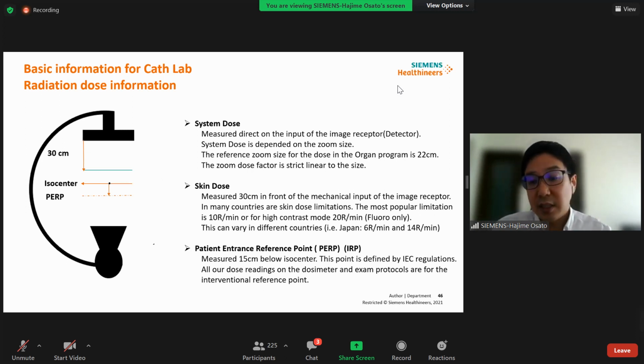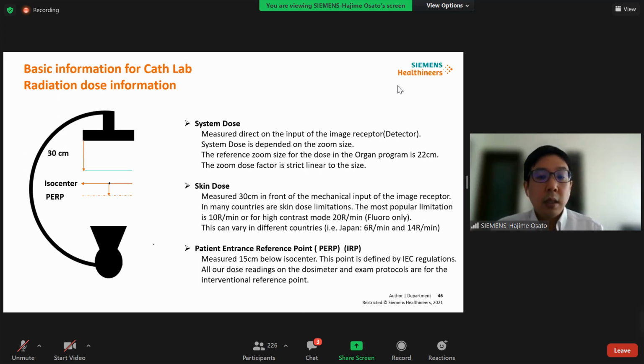It is measured 30 centimeters in front of the detector. Skin dose limitation for fluoroscopy is defined in each country. 10 Röntgen per minute means 88 milligray per minute, and it is used as the normal regulation in Indonesia. This regulation means that the system cannot emit X-ray more than this limitation, so the X-ray generator controls the exposed value in real time.